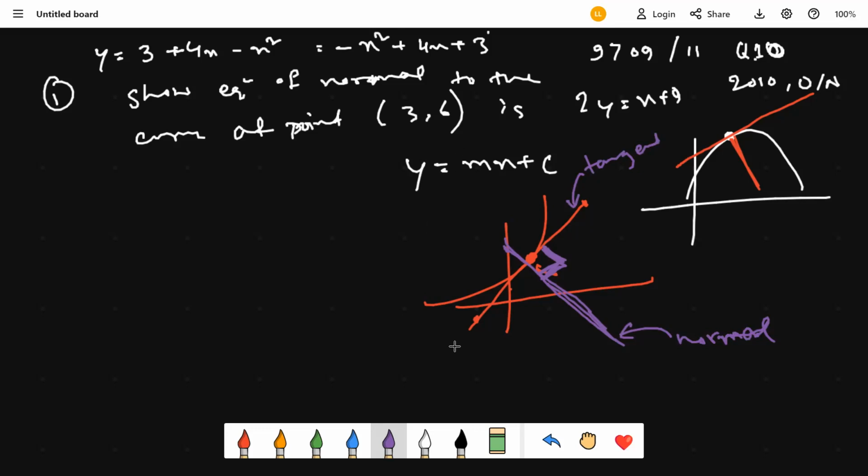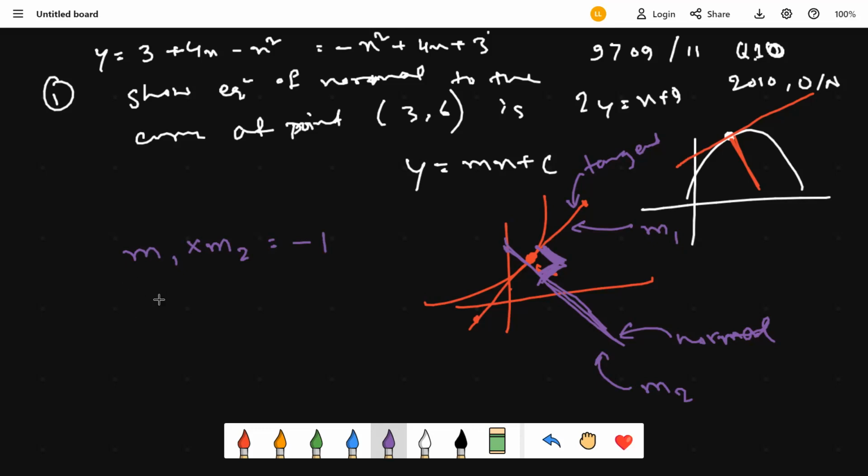Now, if that's the normal, there is a formula we usually learn in our O levels, but I'll still mention it here. If two straight lines cross each other at 90 degrees, or in simple words, if one is a tangent and another is a normal, then the product of their gradients, that means if the gradient of the tangent is m1 and the gradient of the normal is m2, the product of their gradients should give us a value of -1.